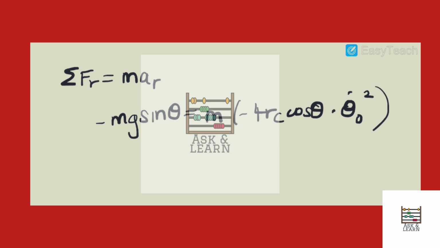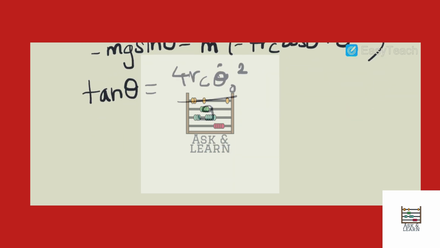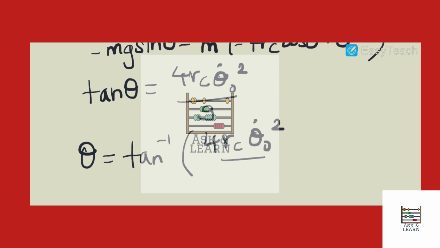What we can do is isolate theta in terms of tangent theta, and we see that tangent theta is equal to 4 rc theta dot naught squared all over g. Isolating theta gives us that theta is equal to the inverse tangent of 4 rc theta dot naught squared all over g, and this is our final answer.